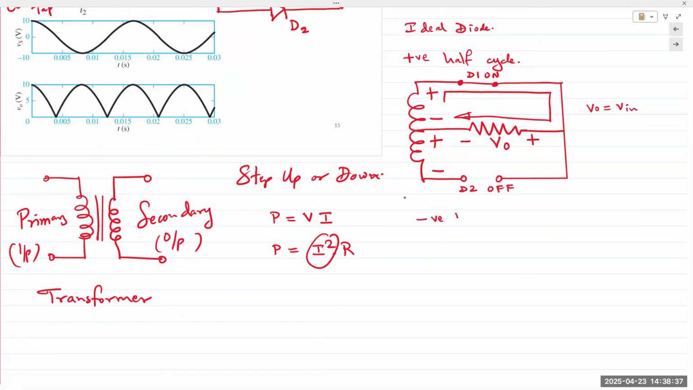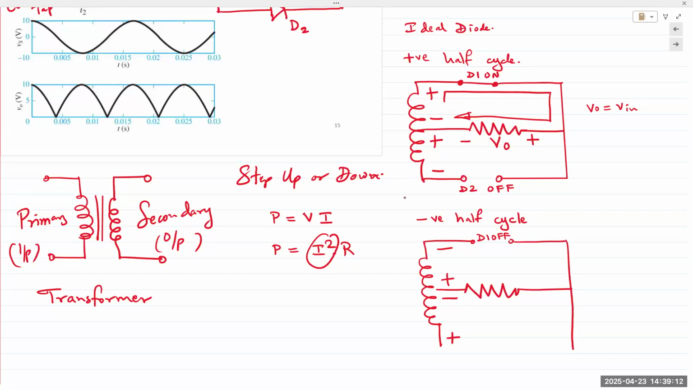In the negative half cycle, the exact opposite happens. And now it's minus plus and minus plus. So diode D1 is off because it's reverse biased. And D2 is the one that's on because it's forward biased.